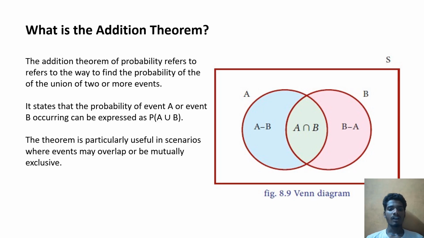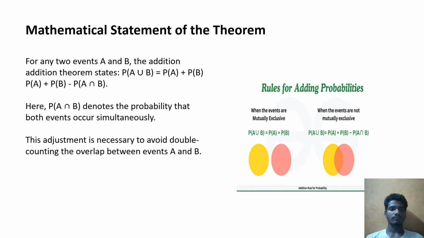It states the probability of event A or event B occurring can be expressed as probability of A union B. The theorem is practically useful in scenarios where events may overlap or be mutually exclusive. This is the Venn diagram of the addition theorem: A minus B, A intersection B, B minus A.